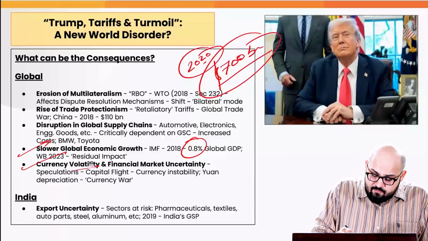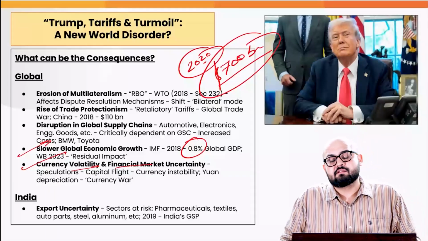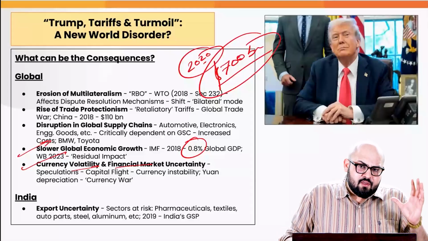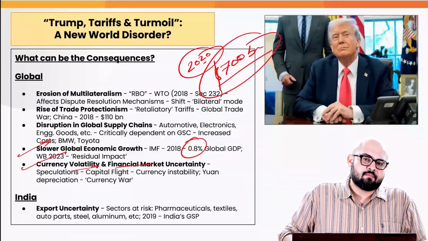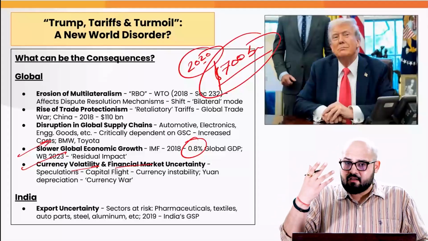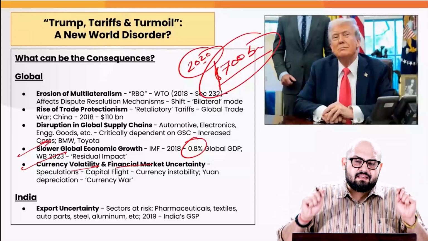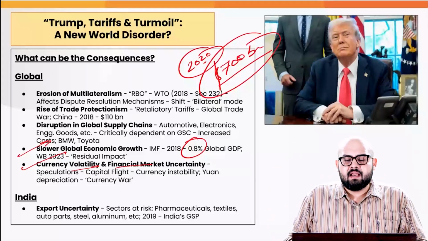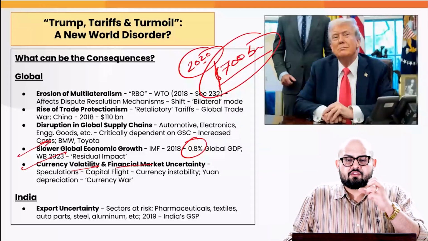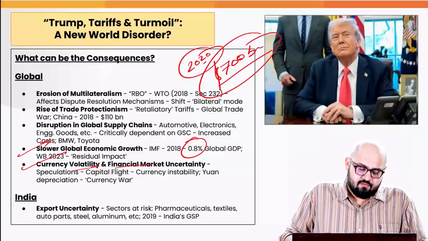Next is currency volatility and financial market uncertainty. What happens is, as also featured in today's article, whenever you have such news coming from the US or any dominant country, be it China or other, even the European Union, it affects the financial markets. It basically makes these markets volatile. And ultimately, it is the end consumer whose interests are basically lost, right?